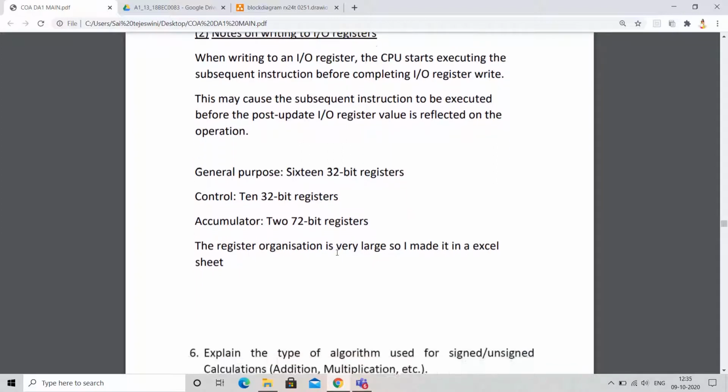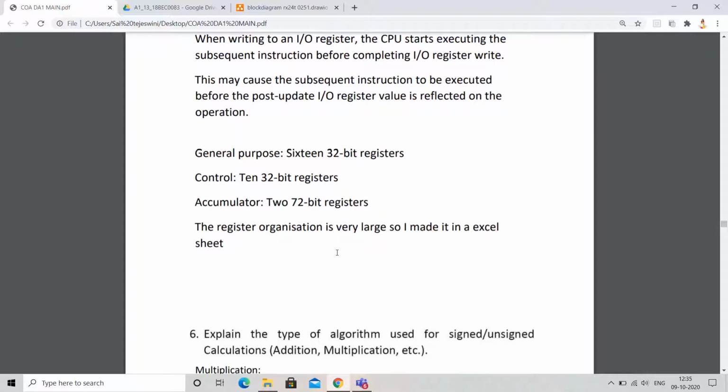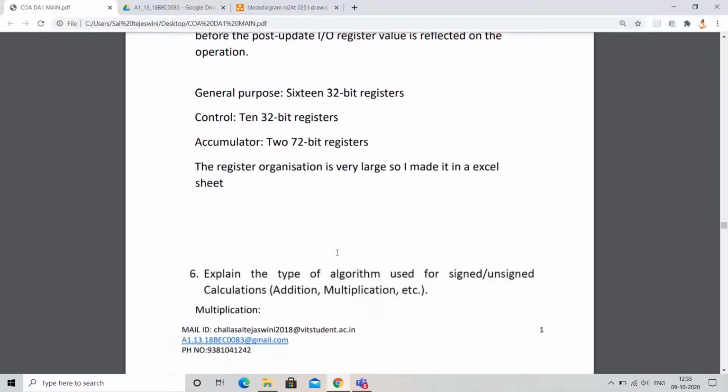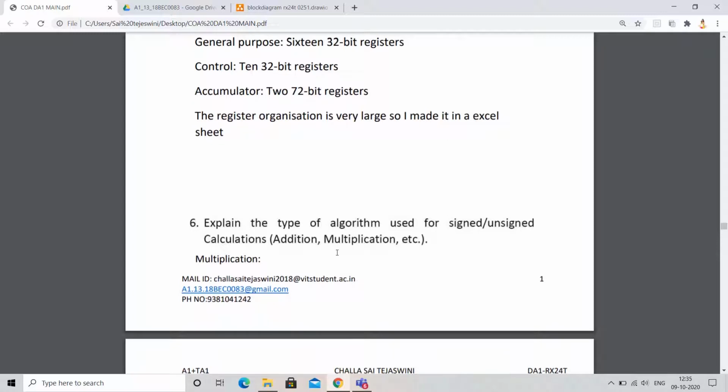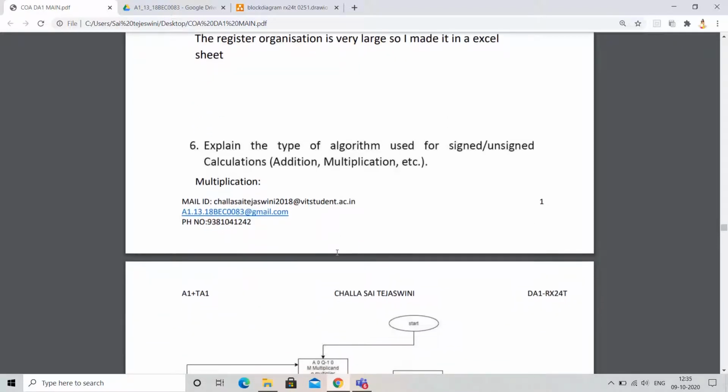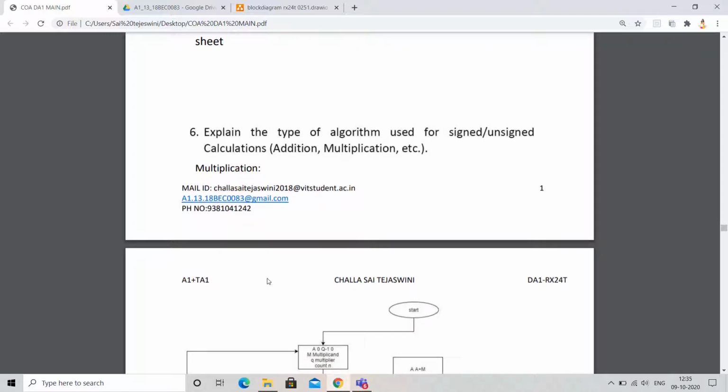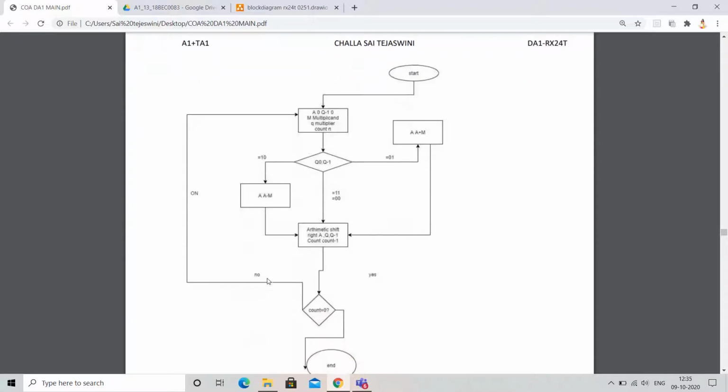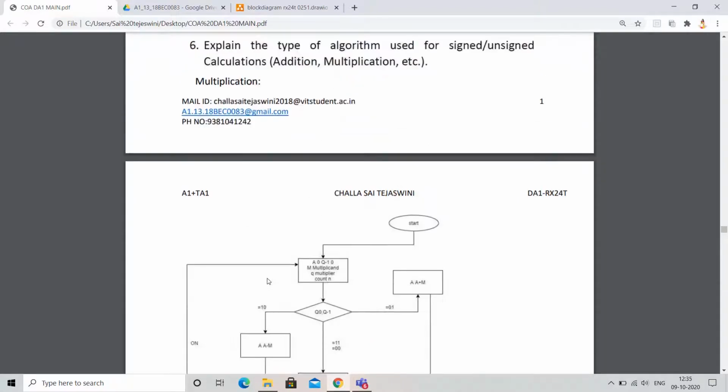There are 16 32-bit general purpose registers, 10 32-bit control registers, and 2 72-bit accumulator registers. Coming to the sixth question, explain the type of algorithm used for signed or unsigned calculations, that is addition, multiplication, etc. For the multiplication, this is the algorithm used.